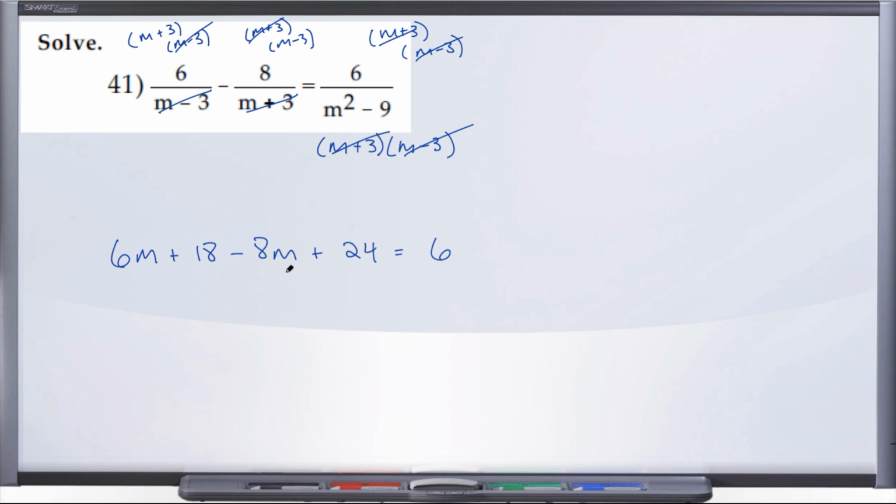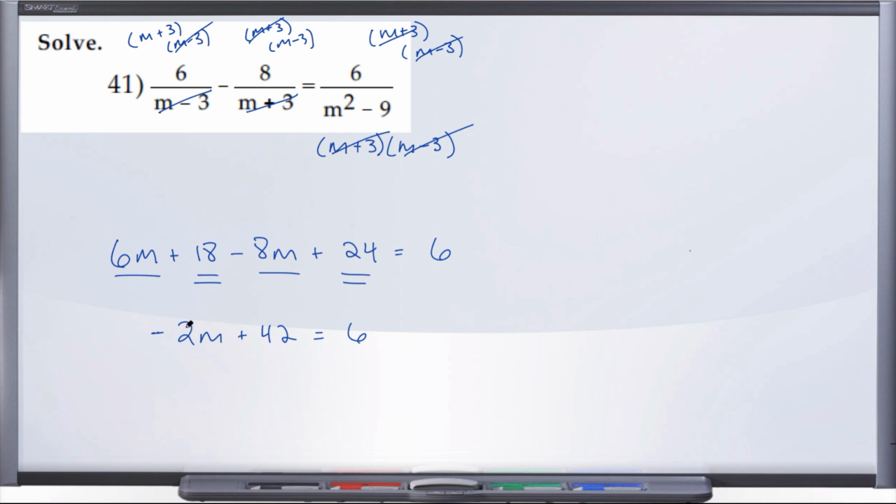Let's combine like terms and get m on one side and everything else on the other. So combine like terms. All right, so now we're going to end up with here 6m minus 8m. I was looking at the wrong one. 6m minus 8m is going to give us negative 2m. And then we have 18 plus 24 is going to give us plus 42 equals 6.